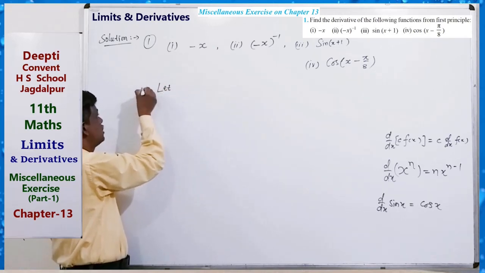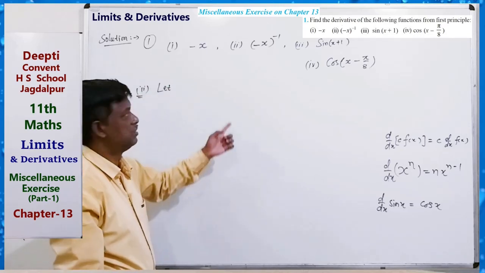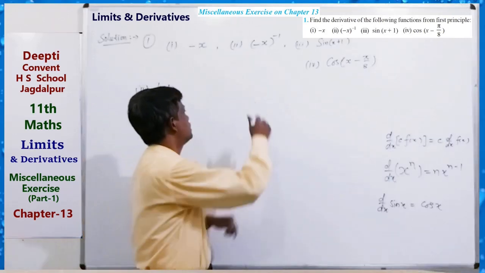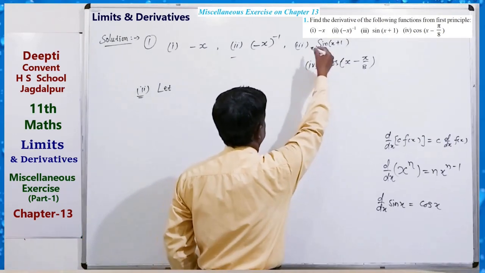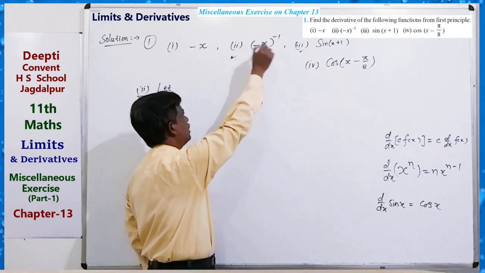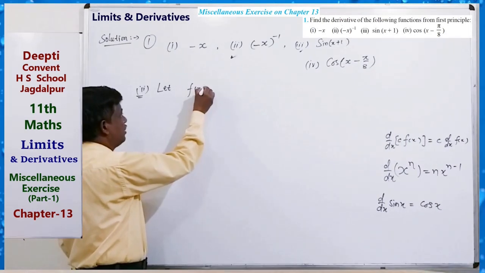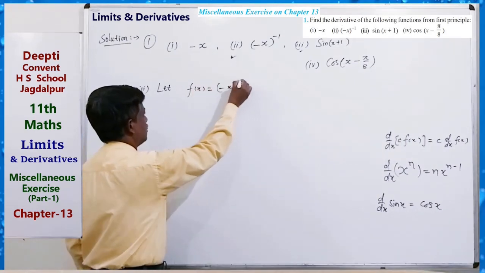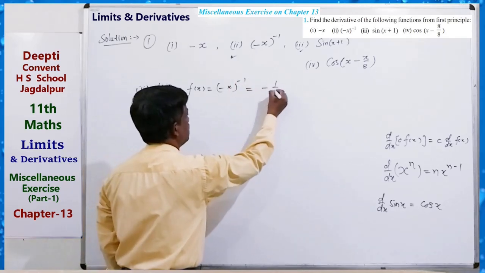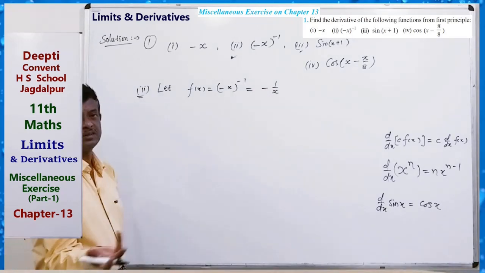You can also do the same by using the same rule, the first principle method. So we will do the second question, and either of these two, so we can use this or this. Suppose the second and third. Take the second. Let f(x) equal to, for finding the derivative, minus x to the power minus 1. So that is minus 1 by x. We can write it like this, inverse. This is our function.